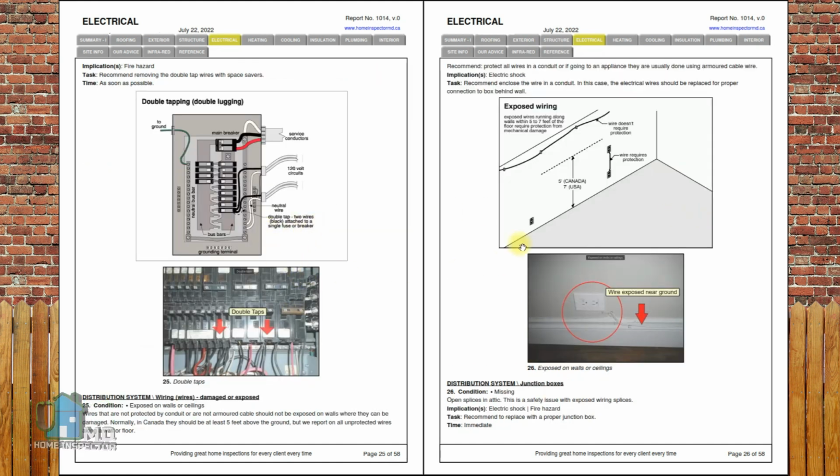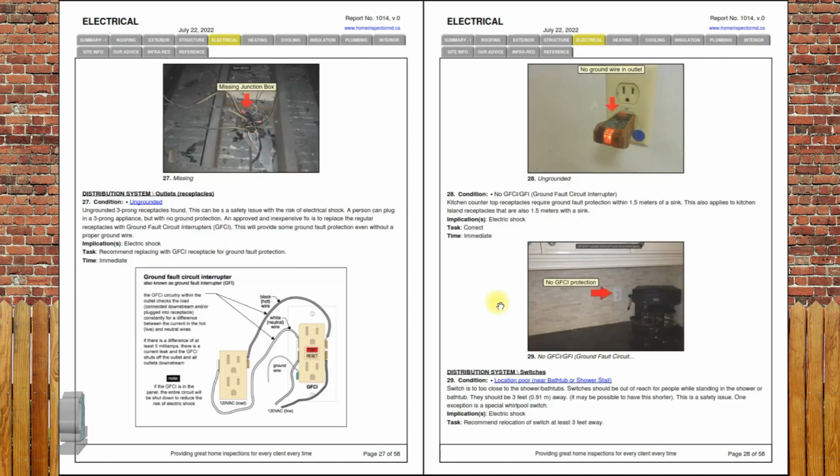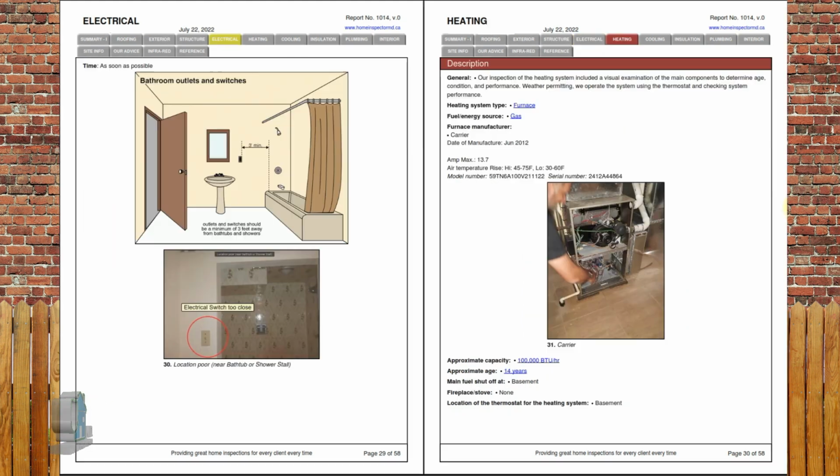Especially with electrical, you gotta have people looking at photos and saying, what am I seeing? So it really does help in conveying a message. As standard procedure, inspectors will test a representative number of receptacles for proper operation. Here, we have an indication of no ground wire and no ground fault protection where it should be.